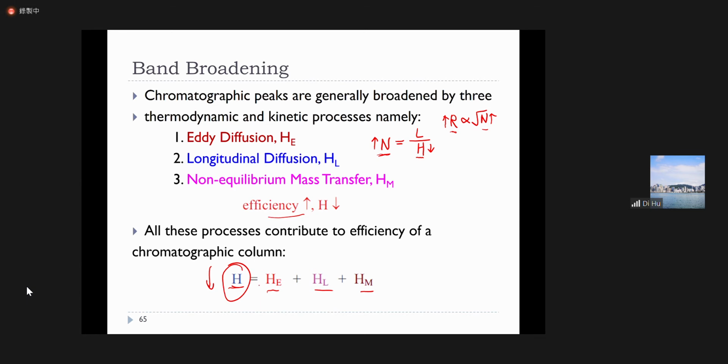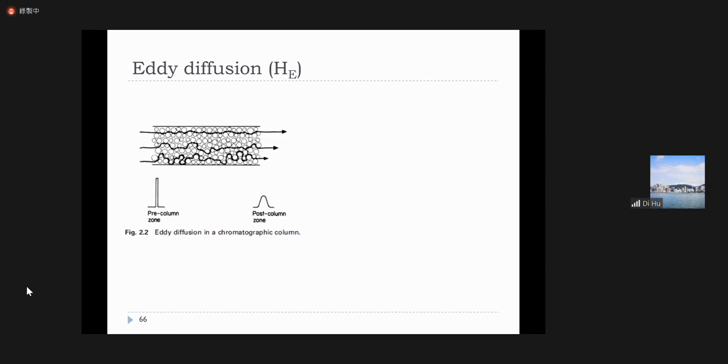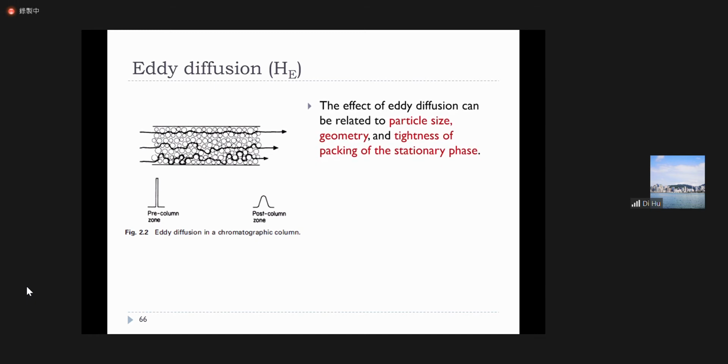Okay, in this case, let's look at, first, what is eddy diffusion? How can we make eddy diffusion small? So what is eddy diffusion? Eddy diffusion talks about, and you can see what actually happened when this shows.